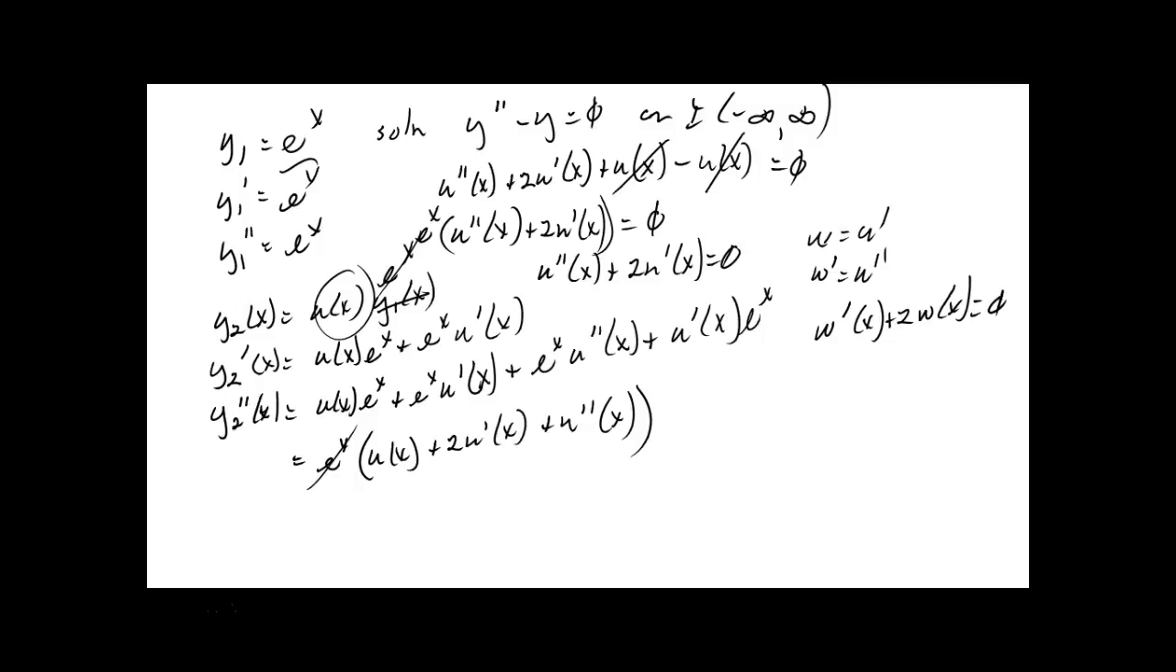Okay. That is dw dx plus 2w of x equals 0. That is what they call a linear equation. And what we're going to do is use an integrating factor. Remember this?